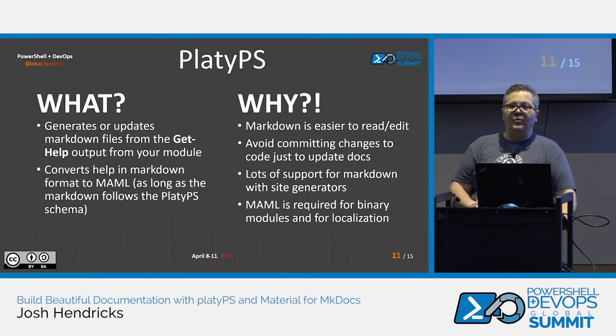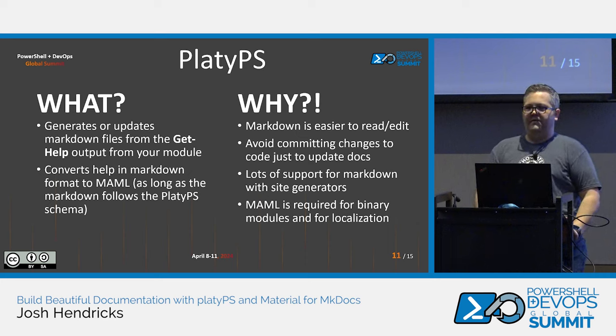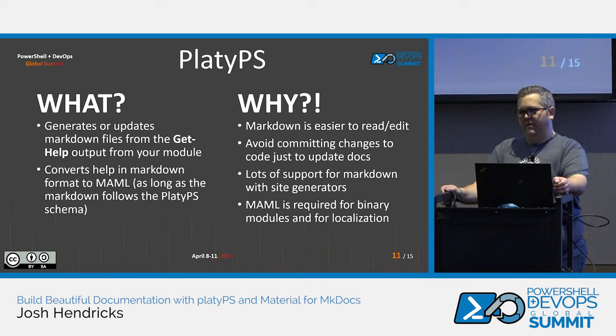All right, so stepping through some of the tools that we're gonna talk about today, the first one is platyPS. PlatyPS is an interesting module. What it'll do is take a look at the get help output from your commands. So if you build a module and then import it and then you type get help, even if you didn't put any comment based help, you'll get some consistently formatted information about how to use your command. So platyPS will take in whatever documentation you have from get help and then generate markdown files, which are plain text with some custom formatting.